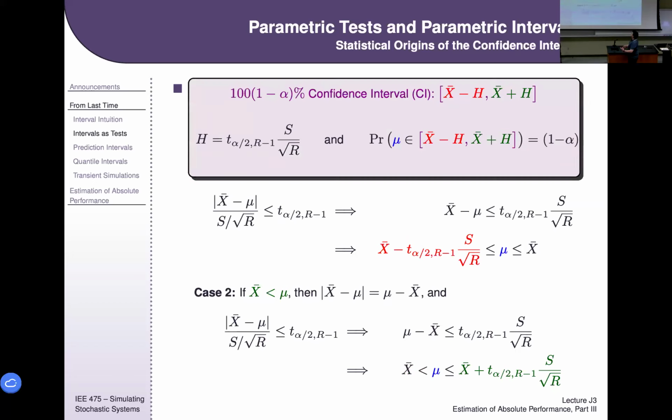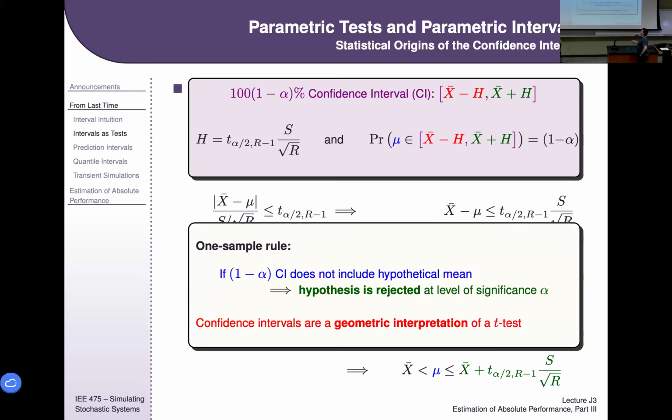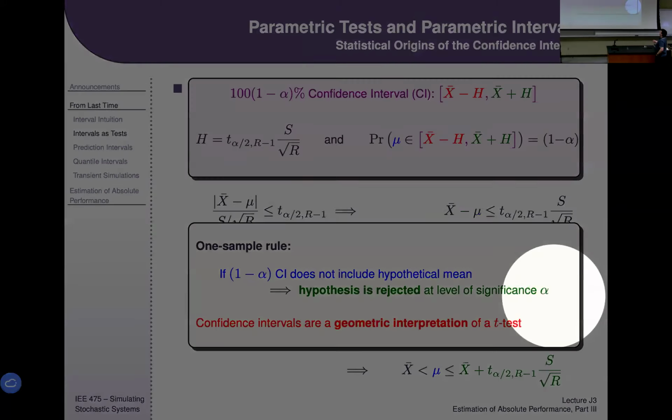It's just a t-test. It's a geometric version of a t-test, and it captures this idea. The probability that the real mean is in your confidence interval is going to be 1 minus your type 1 error. So if it's a 95% confidence interval, it's a t-test with a 5% type 1 error. The one sample rule is that if it does not include the hypothetical mean, you can reject it at the complementary significance level. So if a 95% confidence interval does not include a value, you can reject that value with 1 minus 95%, or with 5% type 1 error. That's the idea there.